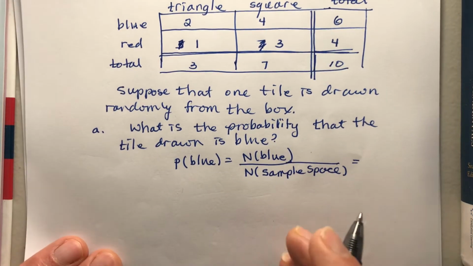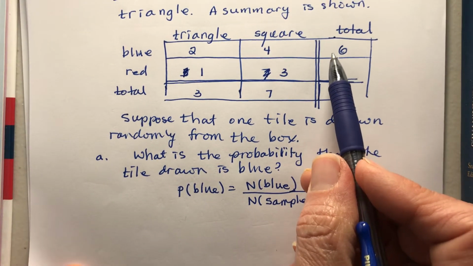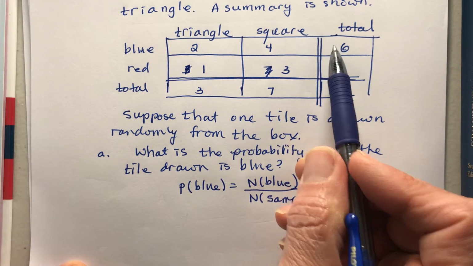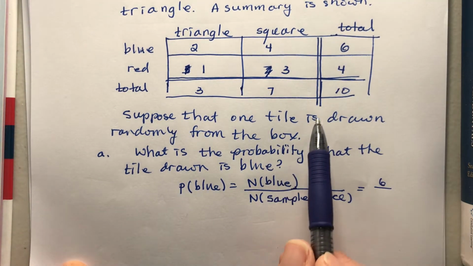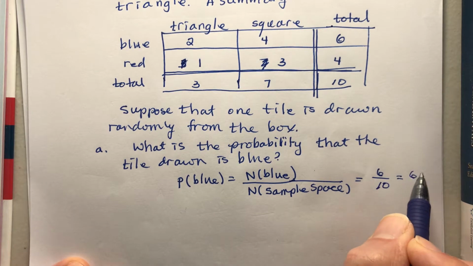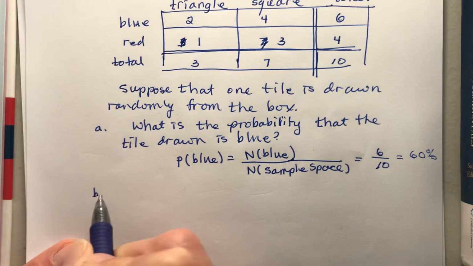So the number of blue in total is 6. See over here, there's six blues. Some are triangles, some are squares, but there's 6 blues. And then in total, there's 10. So that makes 60%. You could reduce the fraction to 3/5 if you want. B.